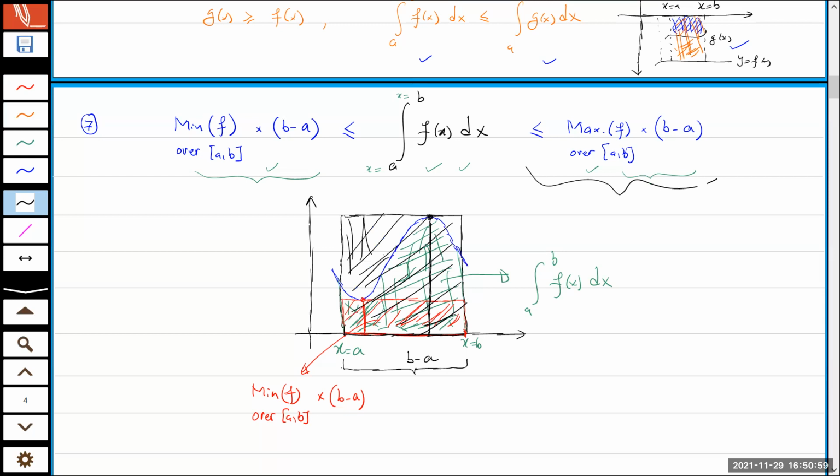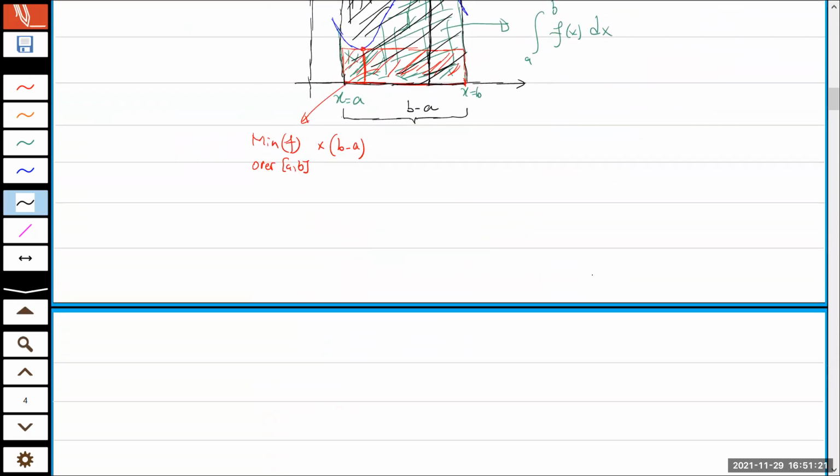And now you can see that the area of the black rectangle is definitely bigger than the area under the graph of f over the interval a comma b, the area in green, which is the right side of this combined inequality. Okay, it's a very nice result. Let's do some examples on these properties.